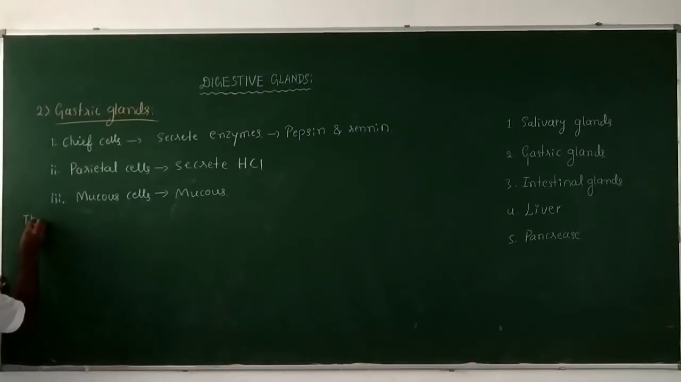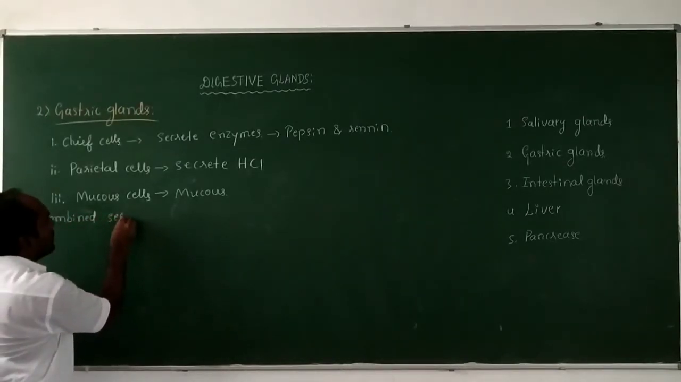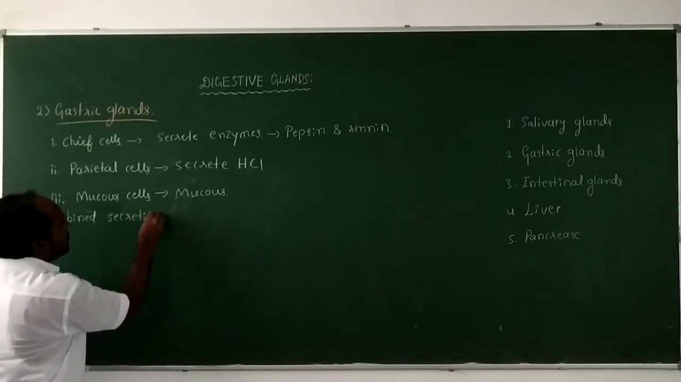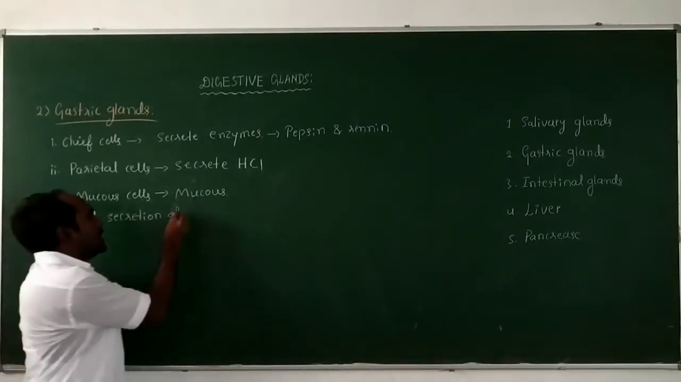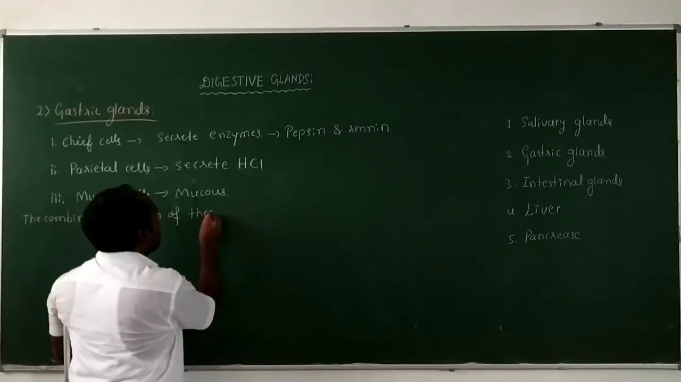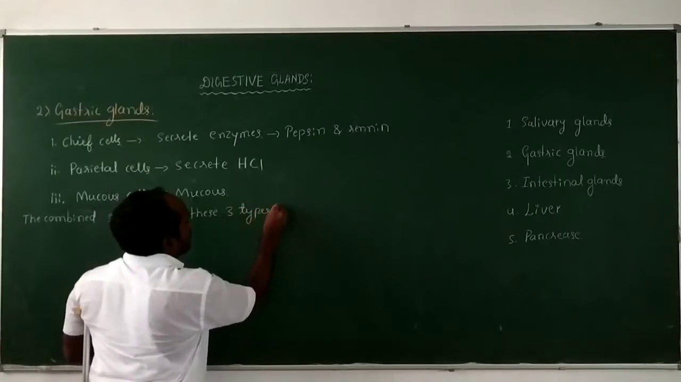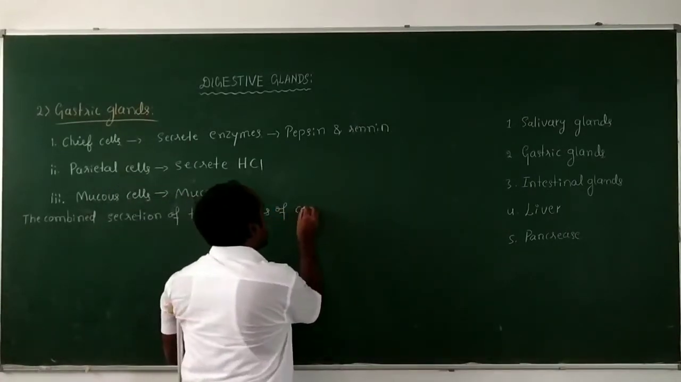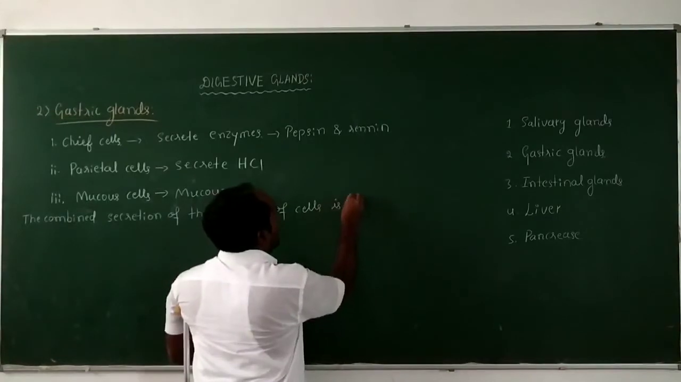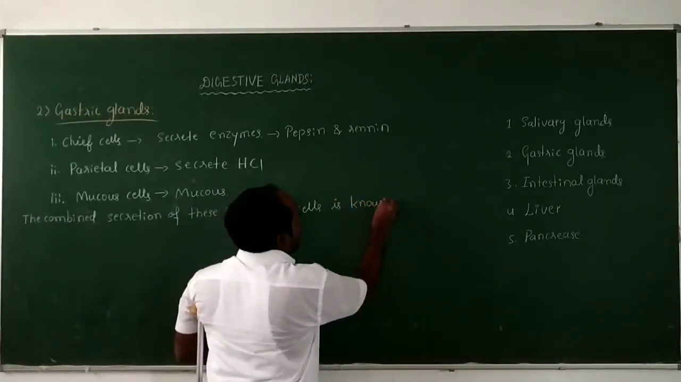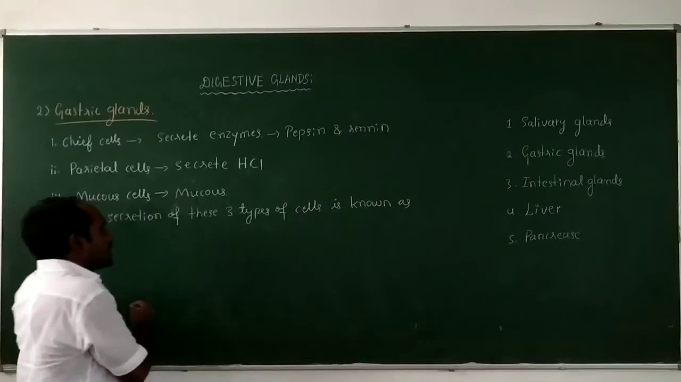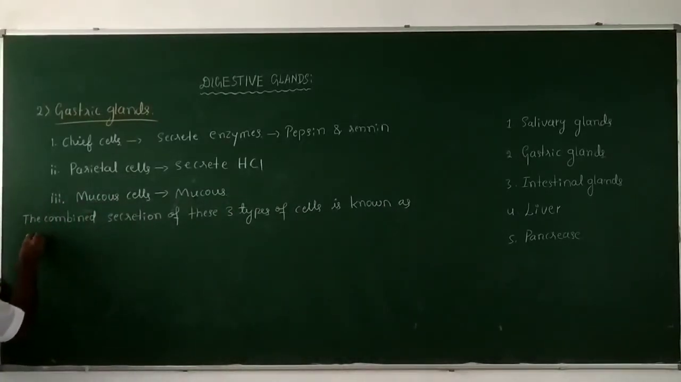The combined secretion of these three types of cells is known as gastric juice.